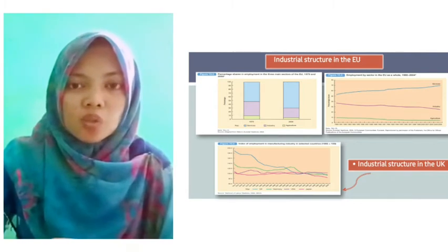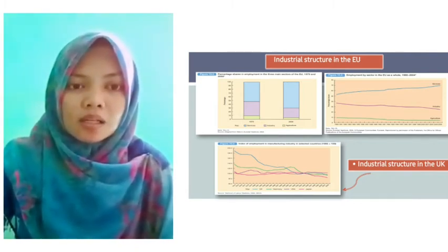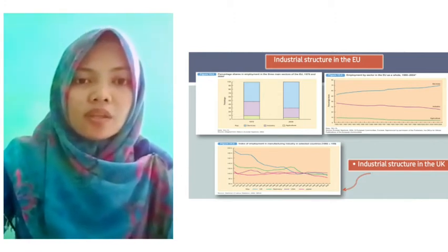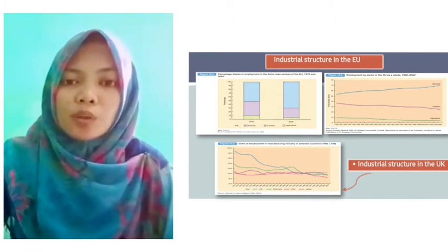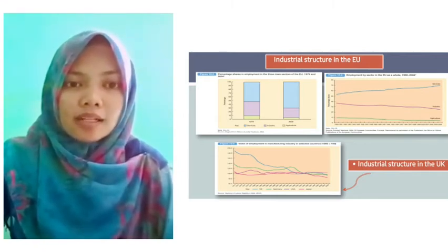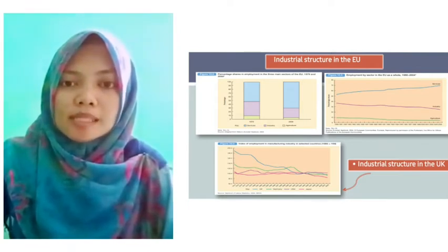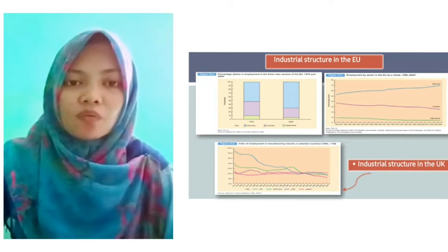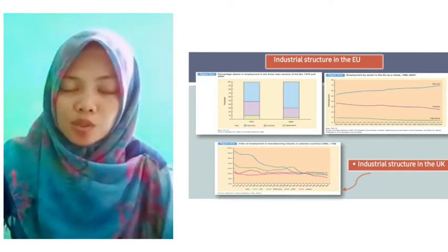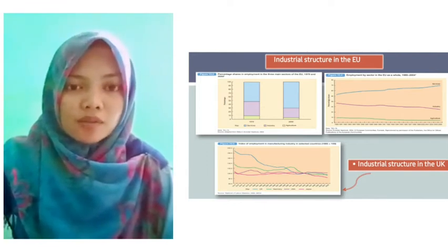So, for industrial structure in the European Union, figure 10.3 shows the industrial structure in the European Union as a whole as measured by employment in 1979 and 2004. During the 1980s, there was a 20% fall in the level of employment in agriculture, a 14% fall in the level of manufacturing employment, and a 15% rise in employment in the service sector.